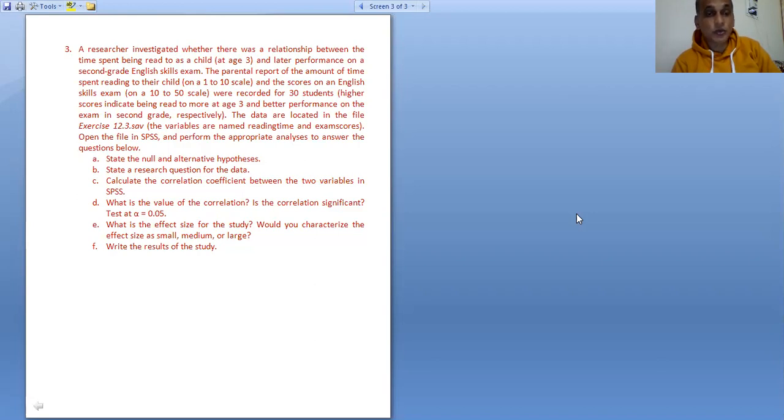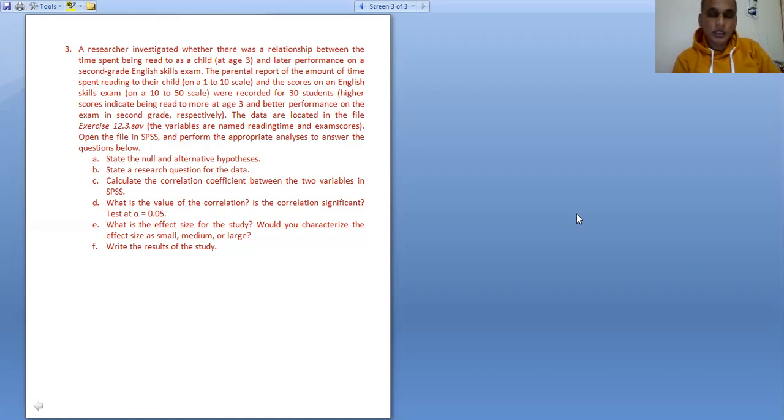We have to find out the value of correlation to see whether the correlation is significant at alpha equal to 0.05, find out the effect size and categorize it as either small, medium, or large, and then finally write the results of the study. So that's the question before us. So let's look at the question once again.